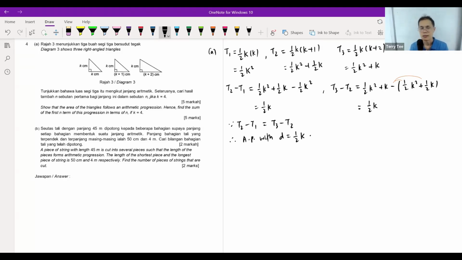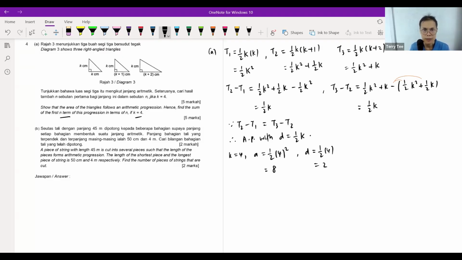We're supposed to find the sum of the first n terms, given that your k is now 4. So if your k is 4, what is your first term? Your first term a is half of 4 squared. 4 squared is 16, half of it is 8. And how about your common difference? My common difference is half k. Since I know k is 4, half of 4, your common difference d is just 2.